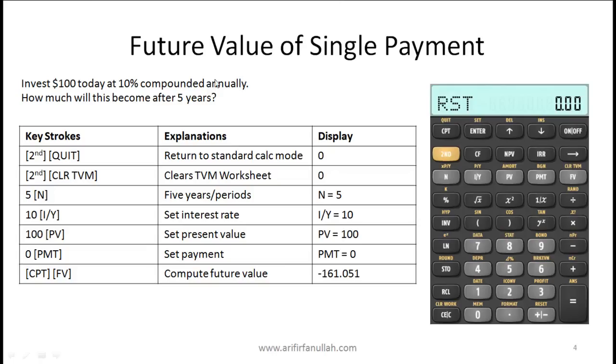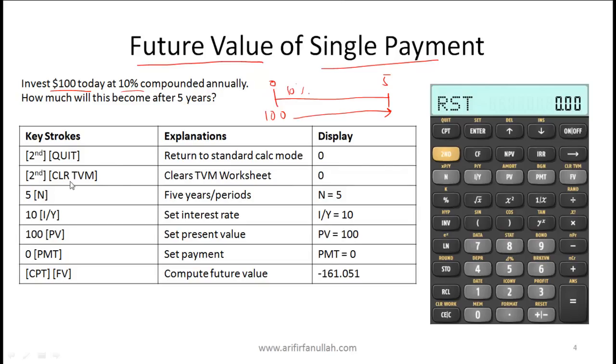Okay. So now let's talk about calculating the future value of a single payment. Let's say you invest $100 today at 10% compounded annually. How much will this become after 5 years? So if we draw a simple timeline, at time 0 you are investing 100. The question is, what will this be at the end of 5 years given a 10% return? The way you do this: second quit, just basically make sure that you are in regular calculator mode.